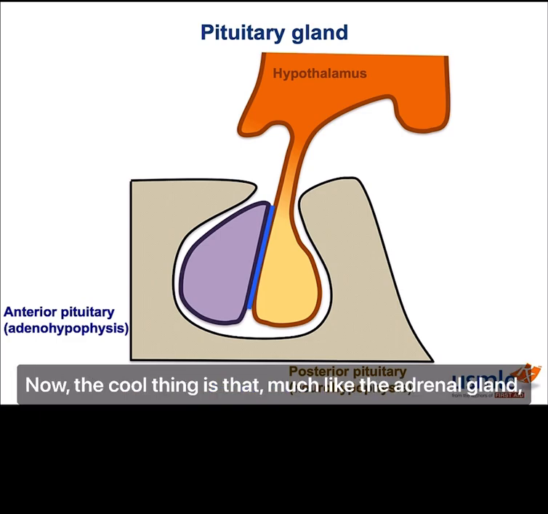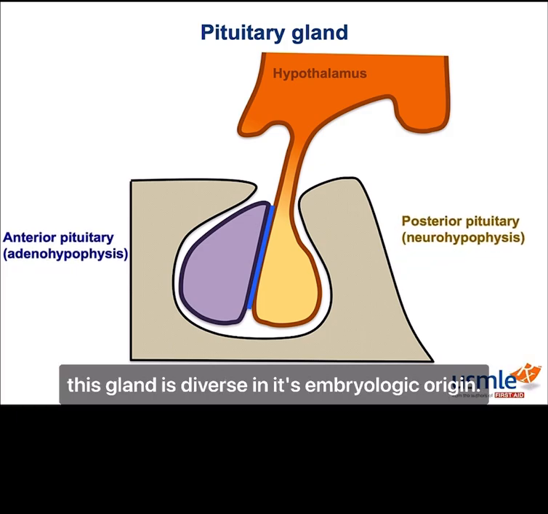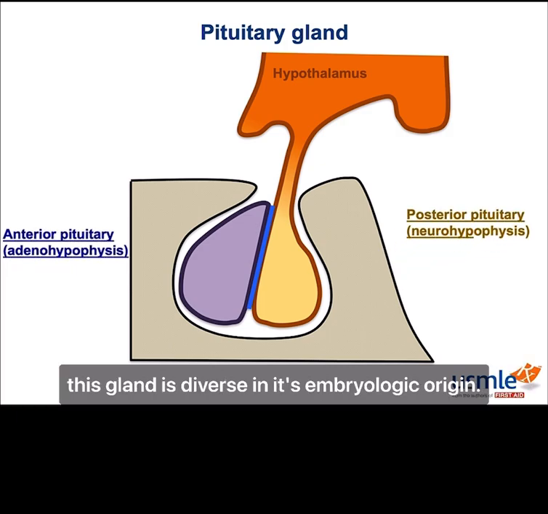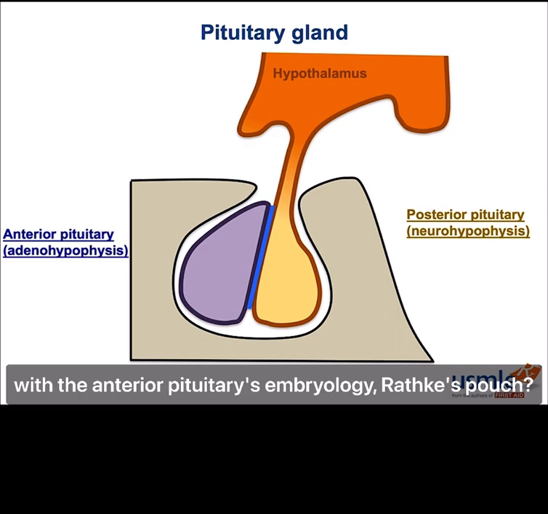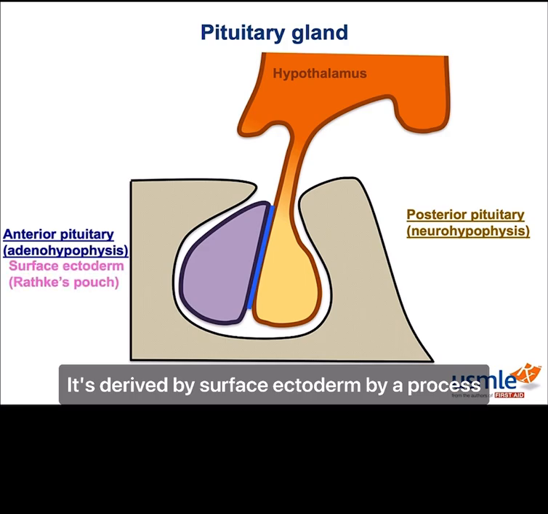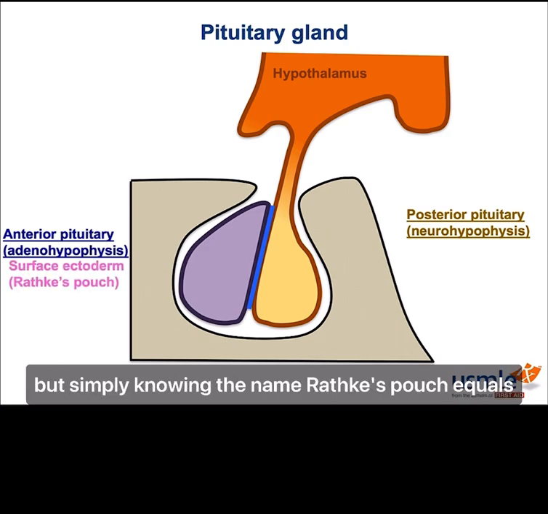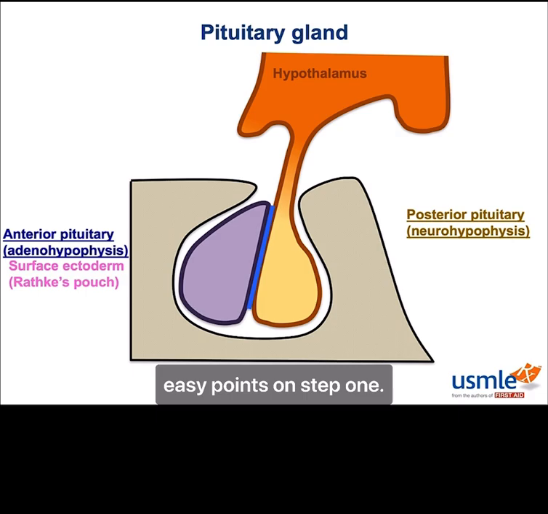Now, the cool thing is that, much like the adrenal gland, this gland is diverse in its embryologic origin. Remember that buzzword that's always associated with the anterior pituitary's embryology? Rathke's pouch? It's derived from surface ectoderm by a process that you don't actually have to be familiar with, but simply knowing the name Rathke's pouch equals easy points on step 1. Now this is sort of your gland portion, like the adrenal cortex.